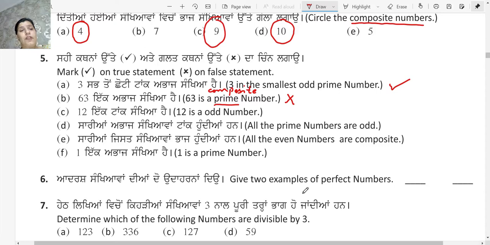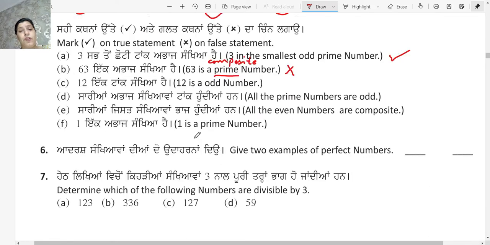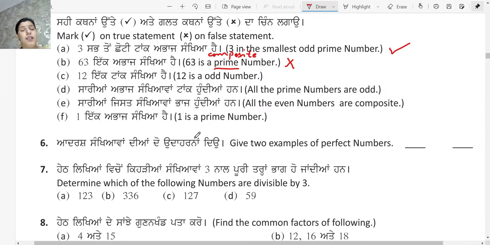Then 12 is an odd number. Students, you know, even and odd, the digits अगर end में आपके पास 0, 2, 4, 6, 8 आता है तो वो even होता है, और अगर 1, 3, 5, 7, 9 आता है तो वो odd होता है. इसमें end में last unit digit is 2. So this is an even number. So this is again a false statement. This would have been true अगर यहाँ पे odd की जगह हमारे पास even लिखा होता, तब ये true होता.